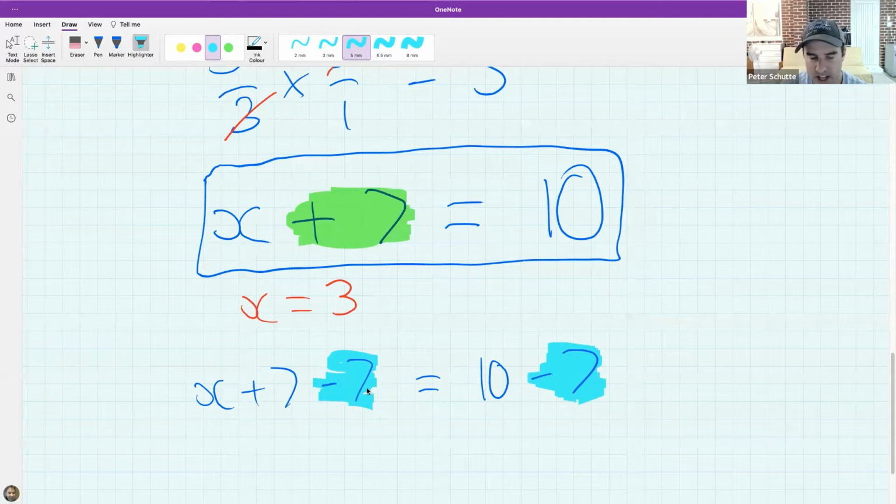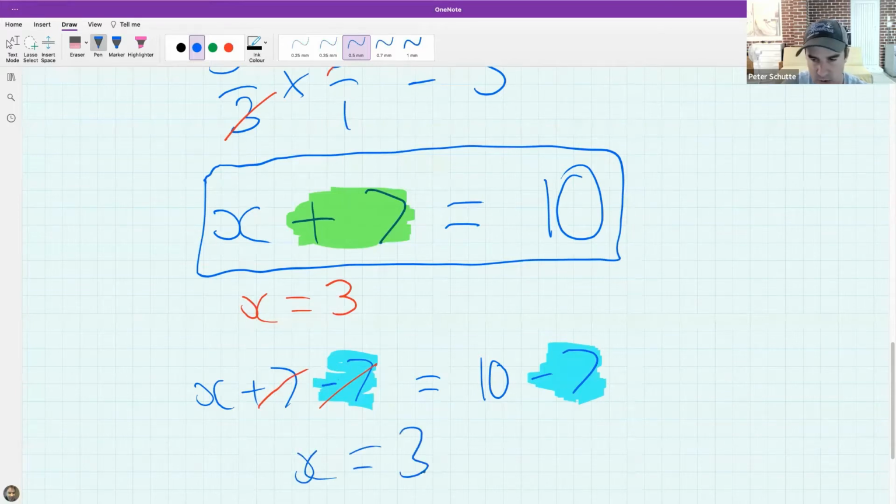I think you must be having some audio issues, but basically, the reason I chose to take away 7 is that it was the opposite of plus 7. And so the overall effect of this, plus 7 minus 7, has no overall effect. And we get left with the answer that x is 10 minus 7, which is 3.